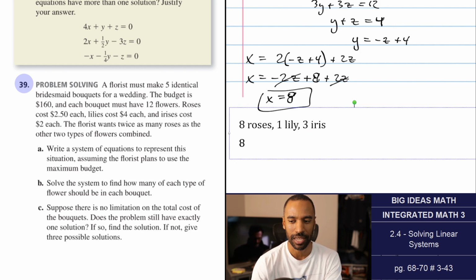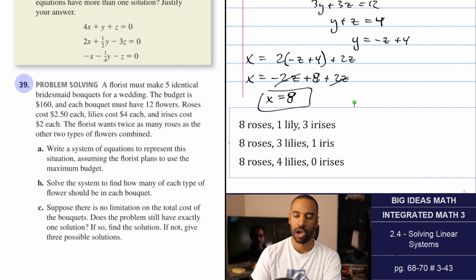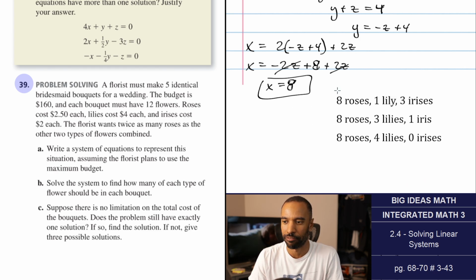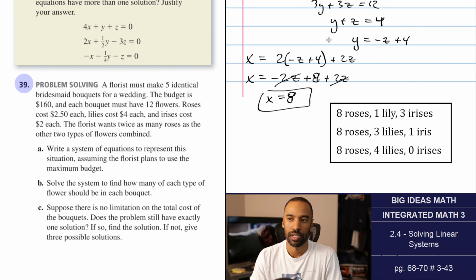You have 8 roses, 1 lily, 3 irises, or 8 roses, say, we already did the 2 and 2? Oh, well. Let's do different ones. 3 lilies and 1 iris. This is irises. Or you can have 8 roses, 4 lilies and 0 irises. So I guess you can have no irises if you want to. But that's a set of combinations you can do. There's also a fourth. You can have no lilies and 4 irises. But you have to have 8 roses each time, it seems. That's how that works.